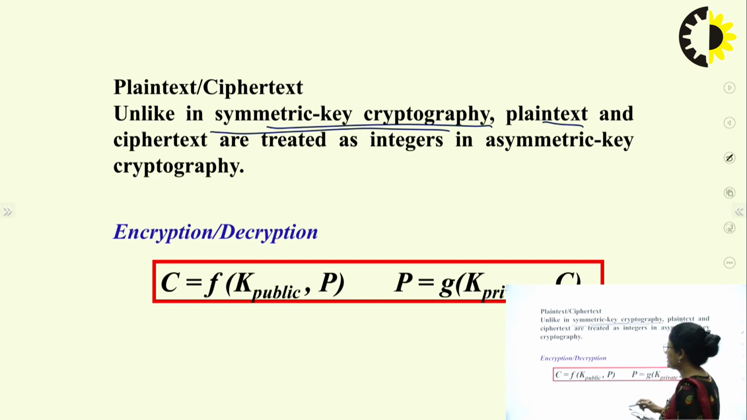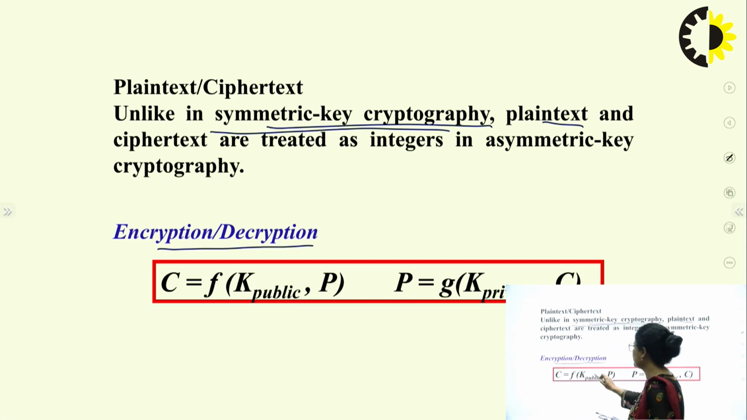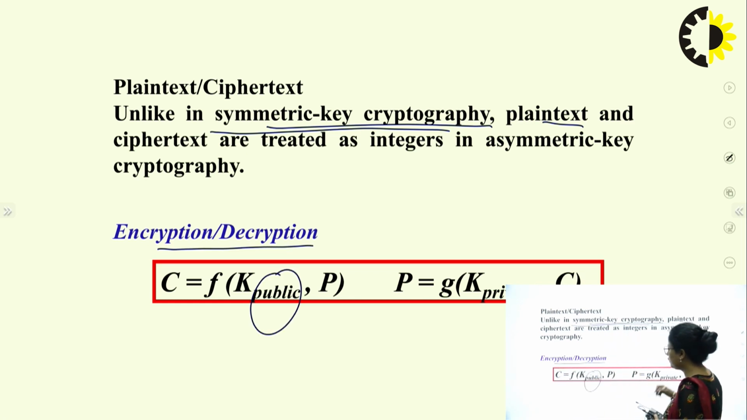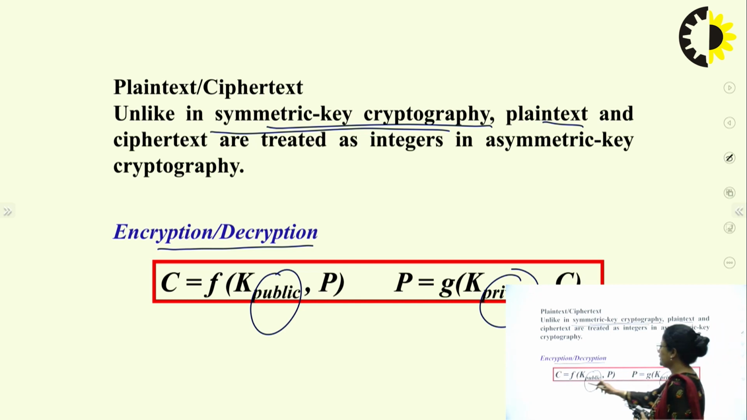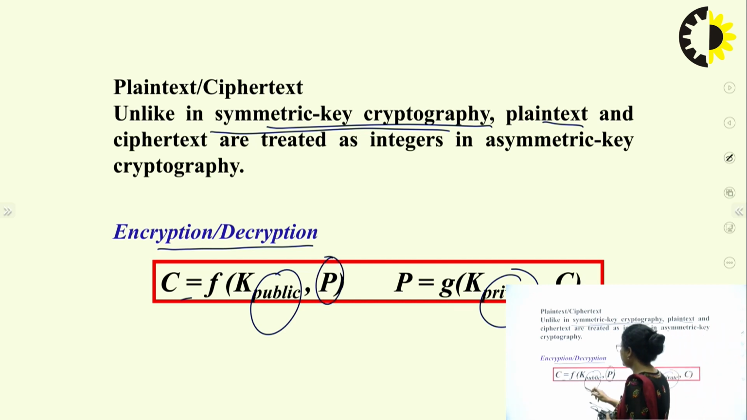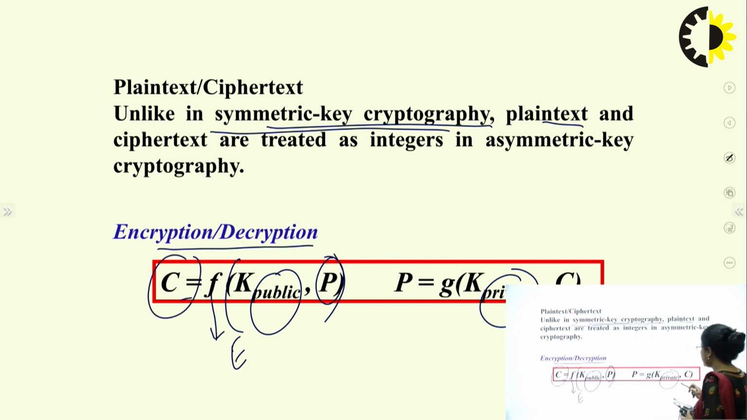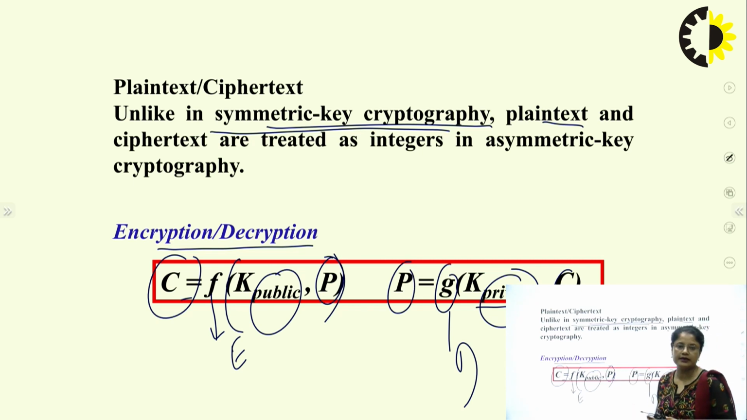So if you just summarize the encryption and decryption algorithm, in the encryption part, we are using the public key of the receiver, and in the decryption part, we are using the private key of the receiver. In the encryption part, on the plain text, the F here is your encryption algorithm. We get the ciphertext at the sender's end. The G here is your decryption algorithm. We apply the decryption algorithm on the ciphertext and we get the plain text. This is a brief summarization of the encryption and decryption algorithm.